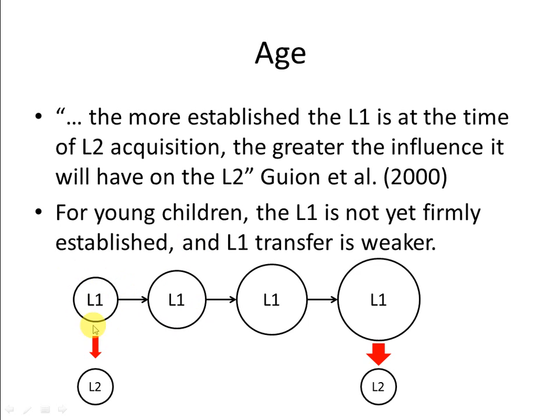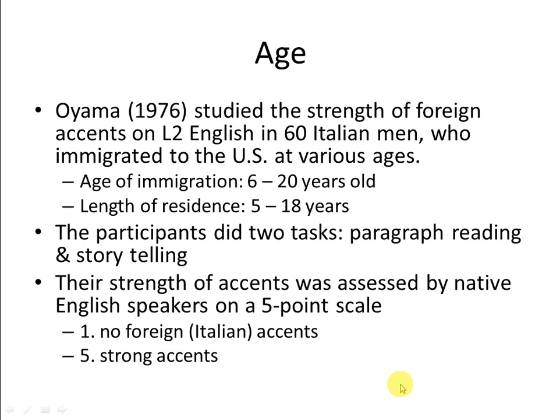So if you're young, your L1 isn't firmly established yet, and the influence from your L1 to your L2 is small. But if you have grown up, and if your L1 acquisition is almost complete, then your L1 will have a bigger influence on your L2. Okay, and I have a good example.